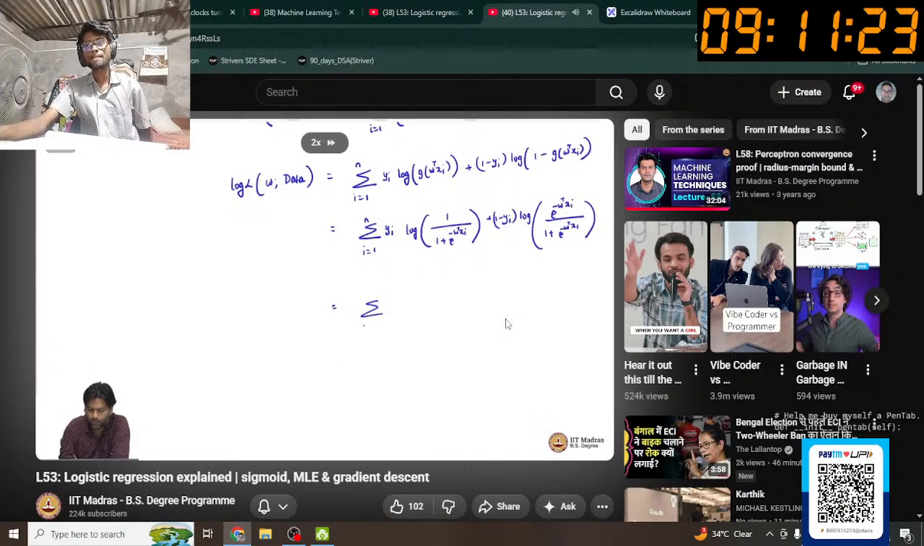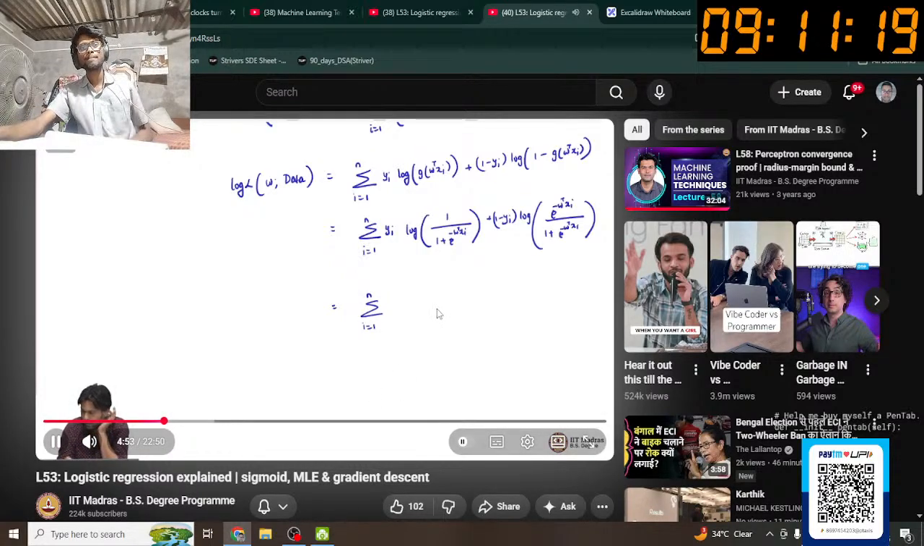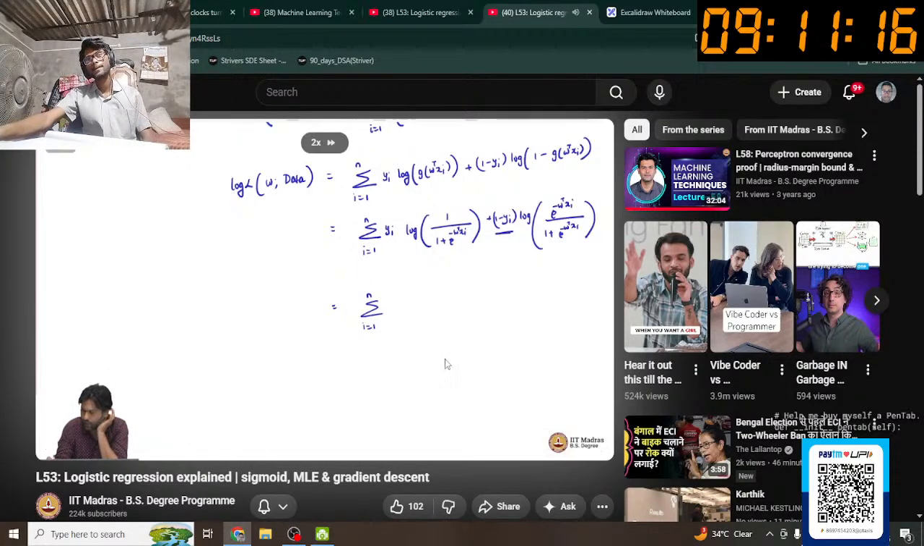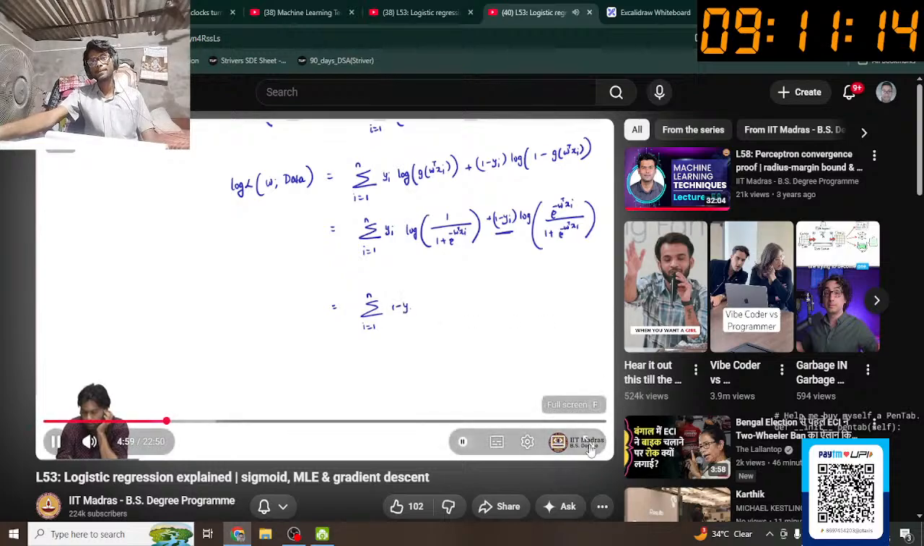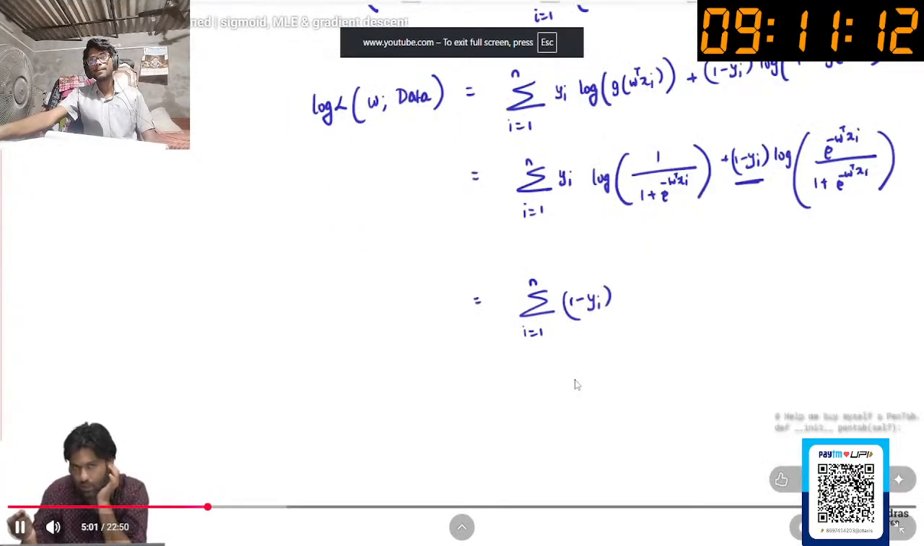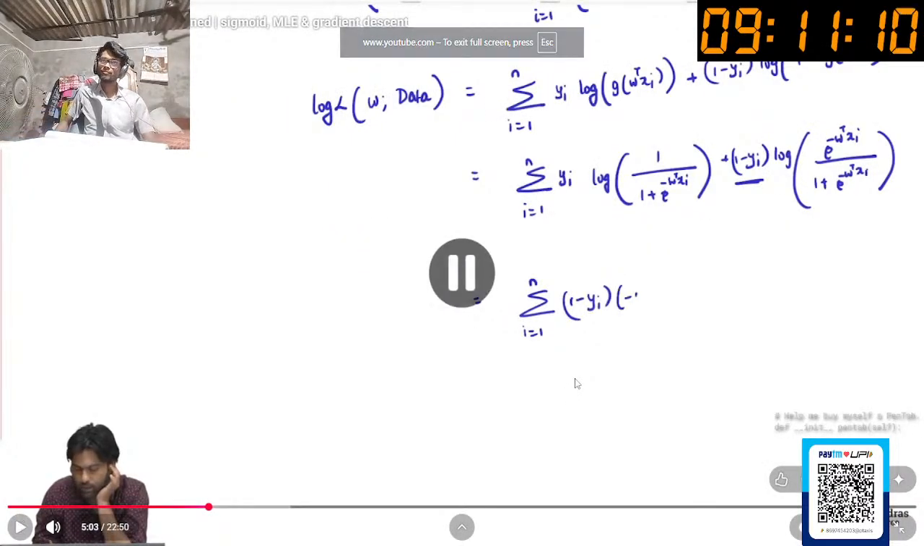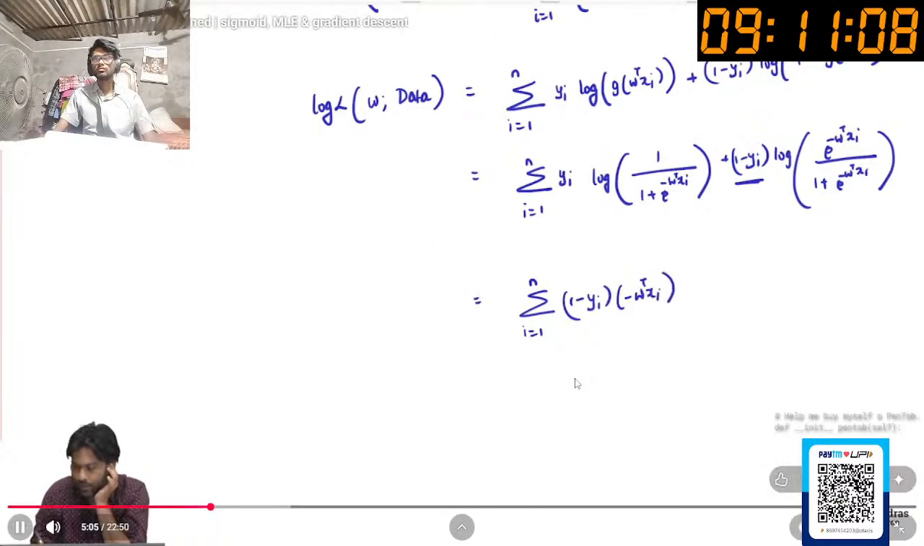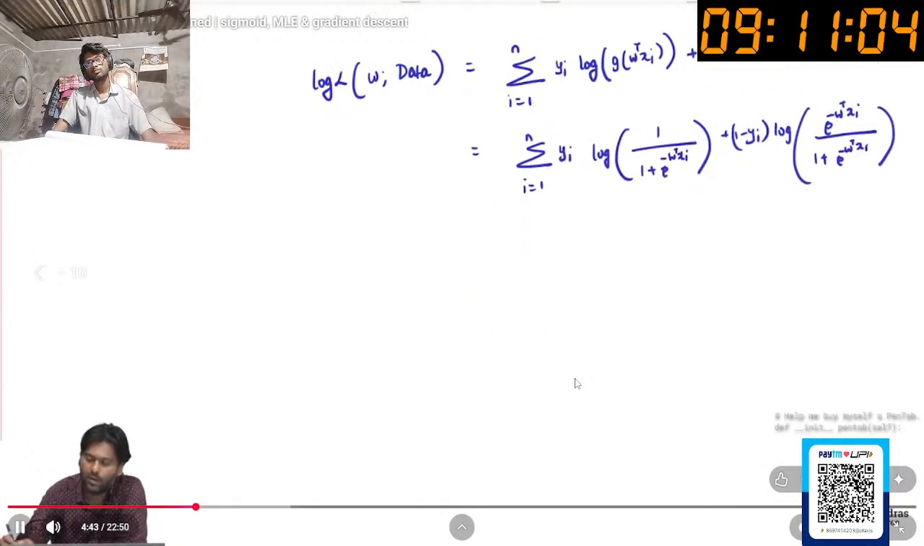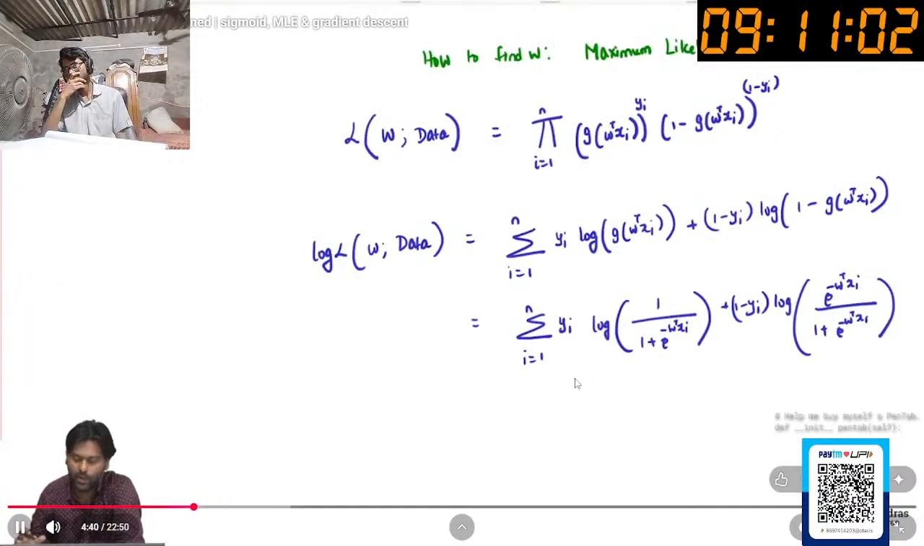As i equals 1 to n, the way I'm going to write this is, there is 1 minus yi. The log of e power minus w transpose xi will become 1 minus yi. The log and the e in the numerator will cancel, it will be minus w transpose xi. This is how the logs and the e power things in the probabilities help.